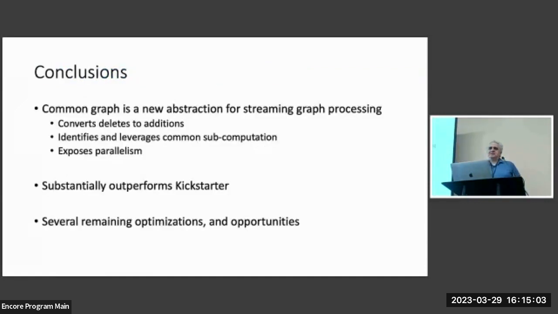Okay, so that's basically all I have. New abstraction for streaming graph processing. Main idea is it converts deletes to additions. Representation is super neat, super compact. We're not actually creating all of these things. They're all within the same representation. Exposes parallelism and makes a lot of sense if you want to do evolving graph processing.